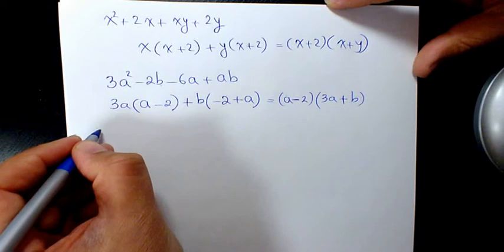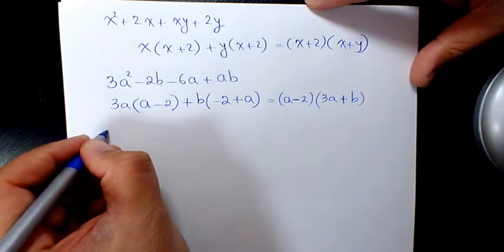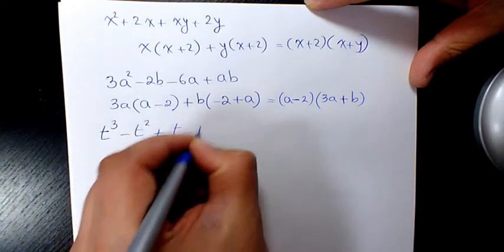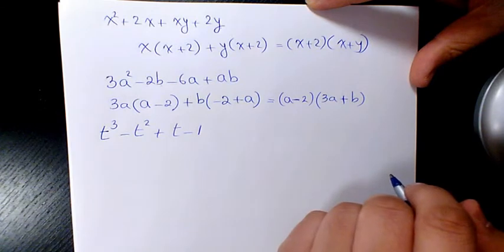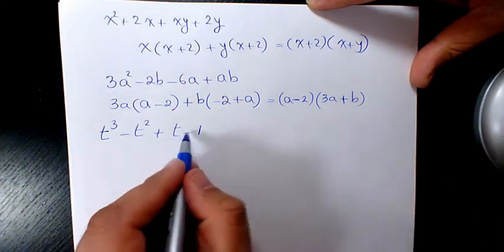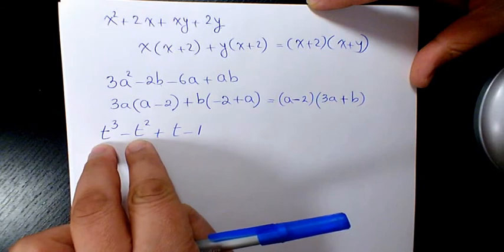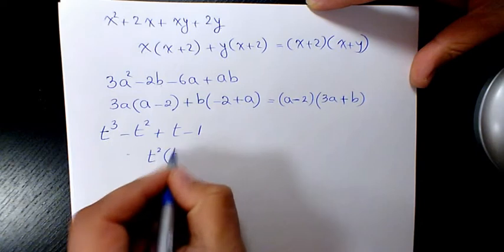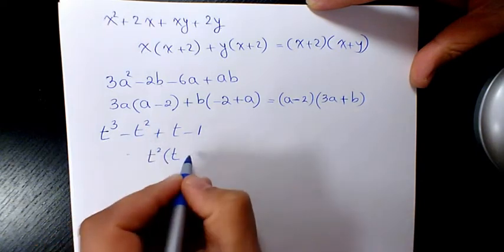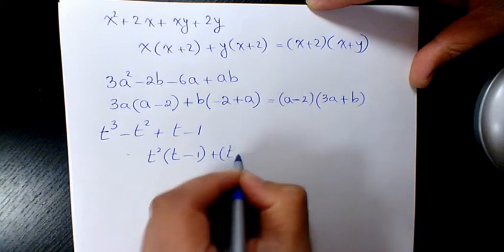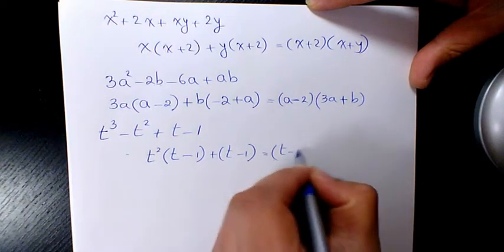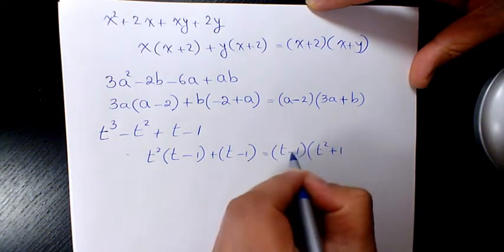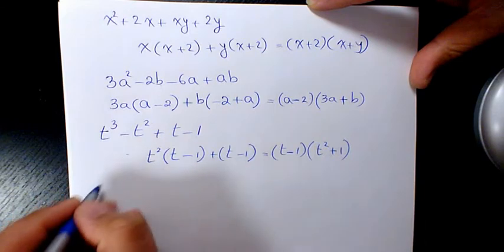Next one is t cubed minus t squared plus t minus 1. So basically what we can do here, I'm going to group these two for now. So I'm going to factor t squared. T cubed divided by t squared is going to be t. Negative t squared divided by t squared is going to be negative 1. Then I can factor t minus 1 from both sides. And then we have t squared plus 1. That's going to be the factor form.